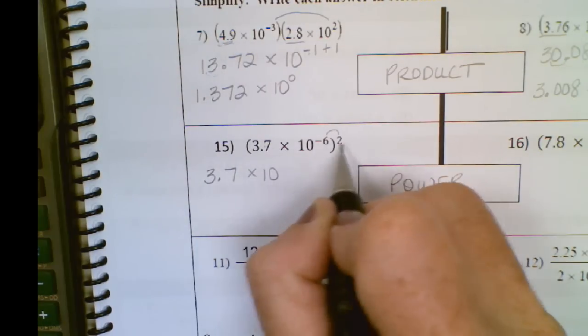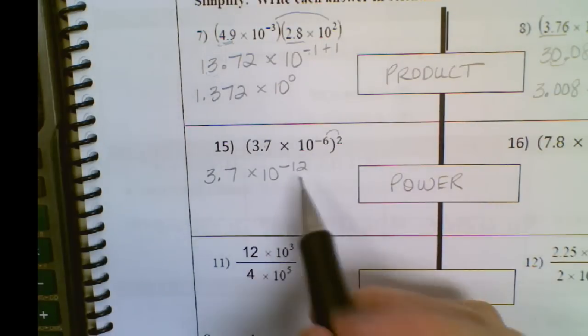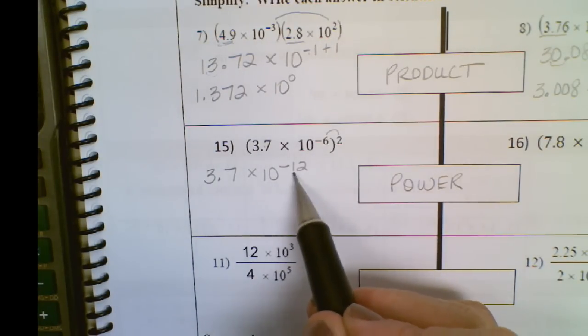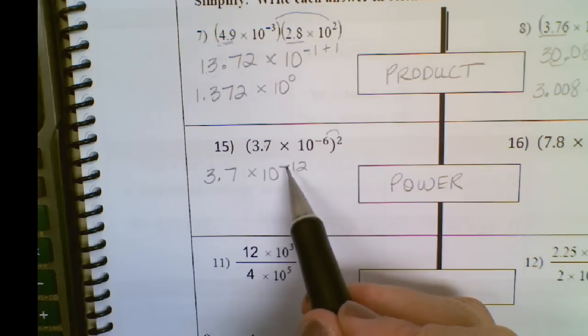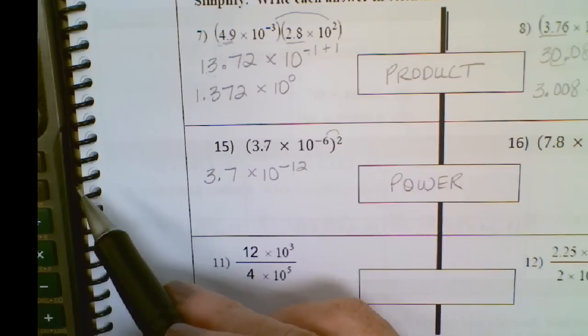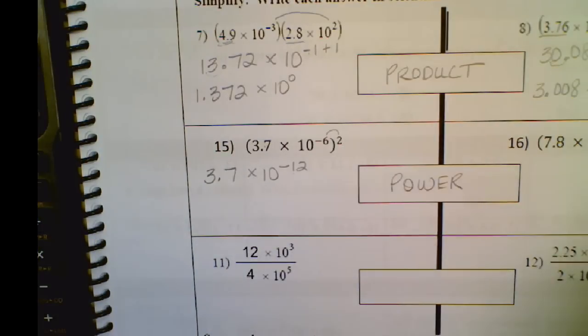Times 10, and now I just multiply. Negative 6 times 2 would be negative 12. So I want you to ask yourself, do you think that's a really large number or a really small number? That exponent is negative, so it's going to be a really small number because that decimal is going to move to the left 12 places, so it's going to be 0.00037, really tiny number.